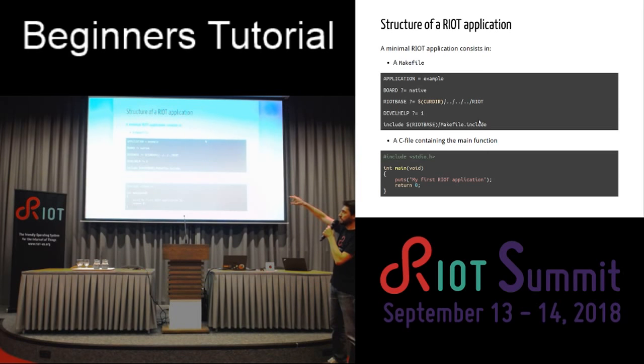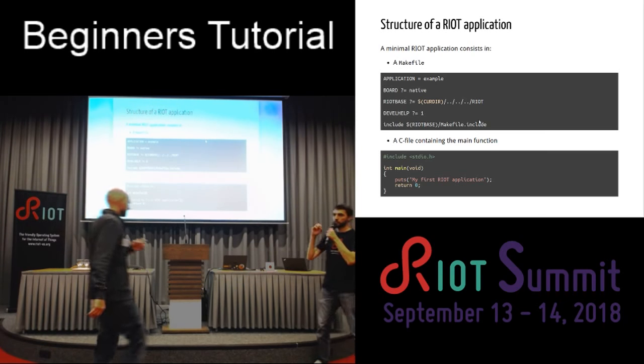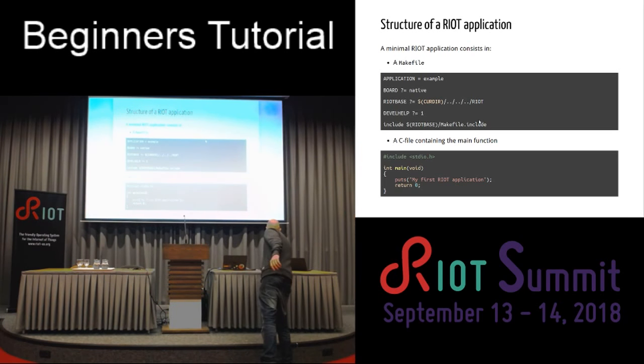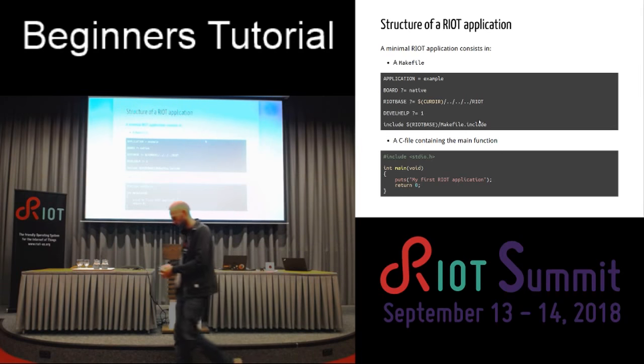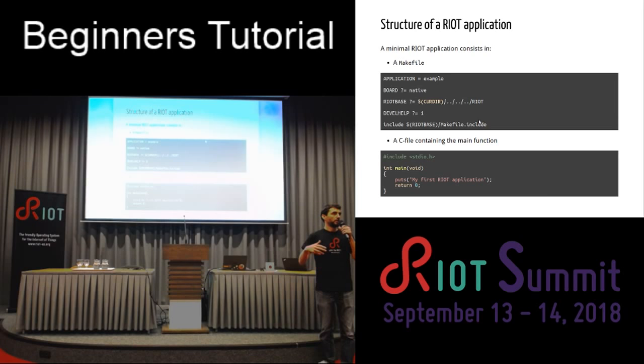It's not the best thing to do because it's very complex. So you can see you have application, this is the application name. It will be given to the generated firmware file, so you will have application.elf created somewhere. The board is the target for which you are building your application. By default, here it's native. Native means you are building with a regular GCC, so you are creating a regular Linux process. But here you can change to any board supported by RIOT.